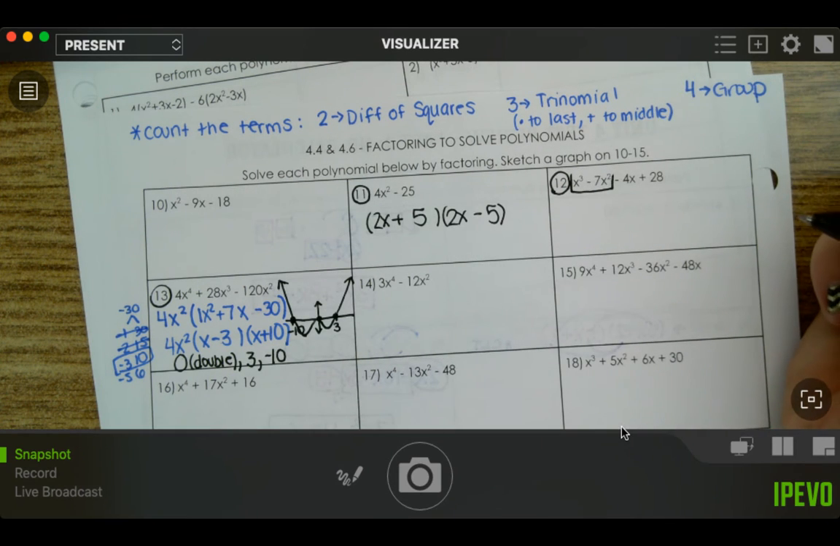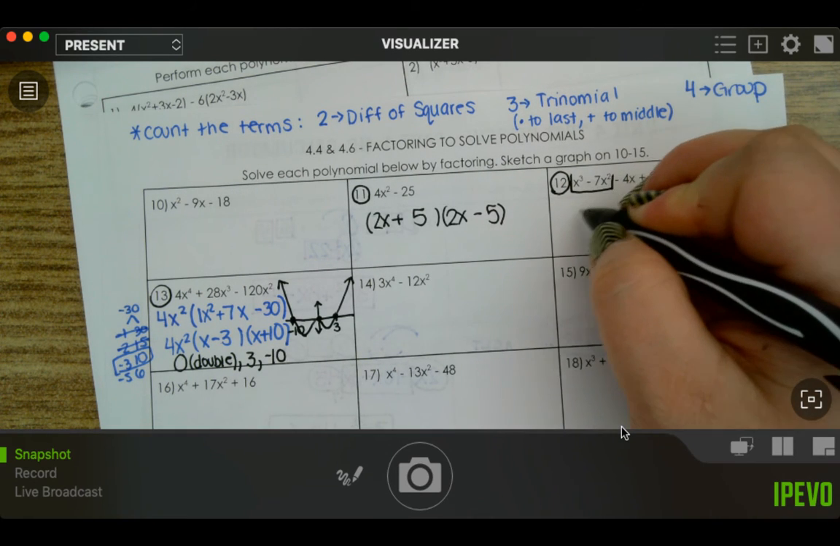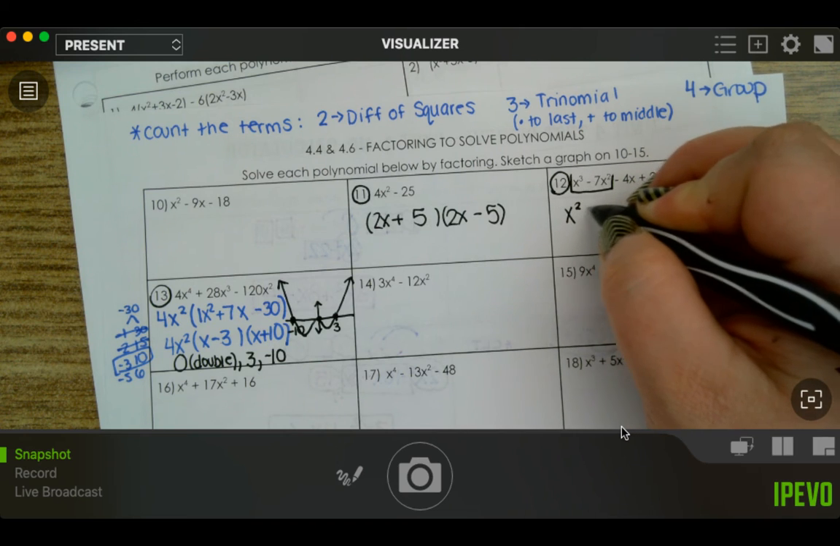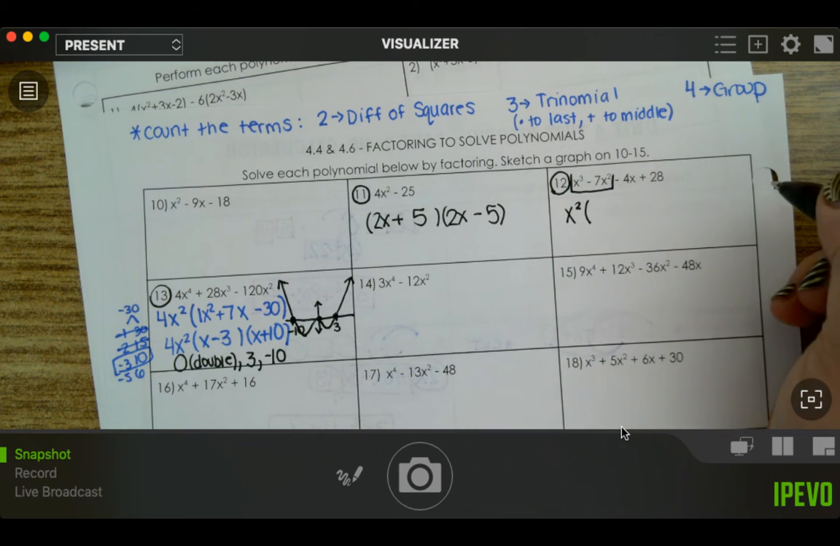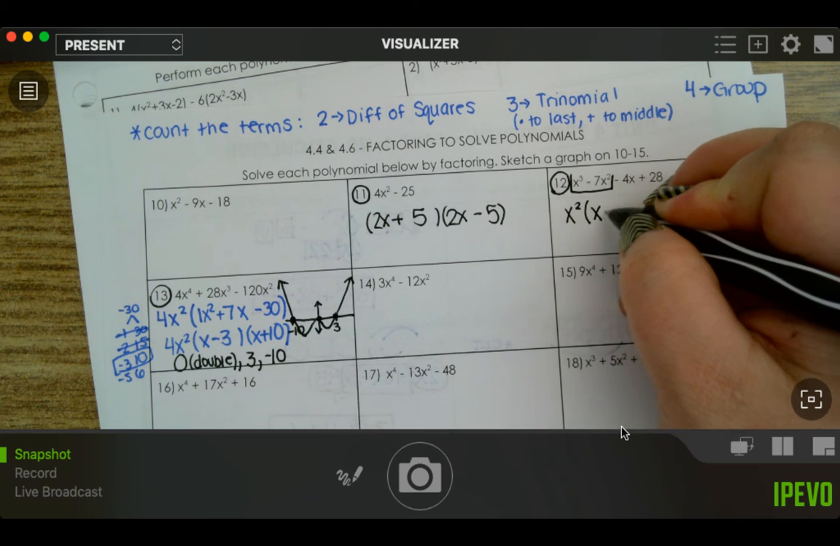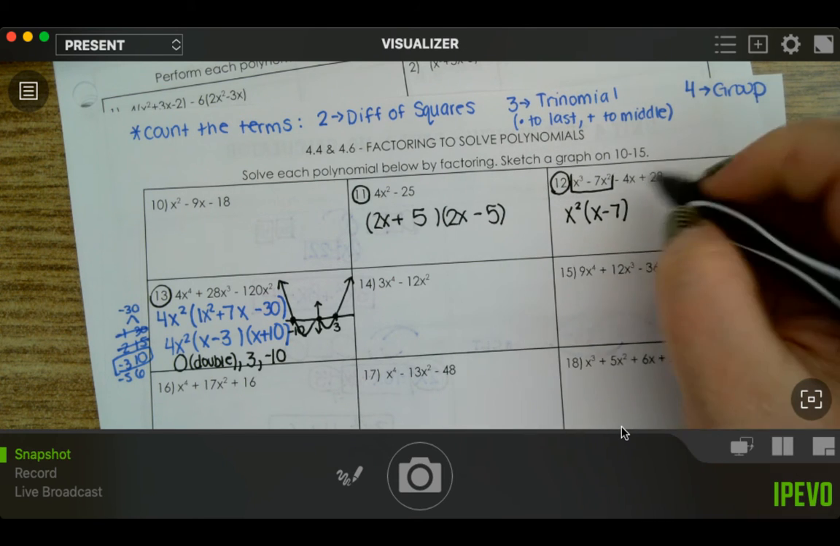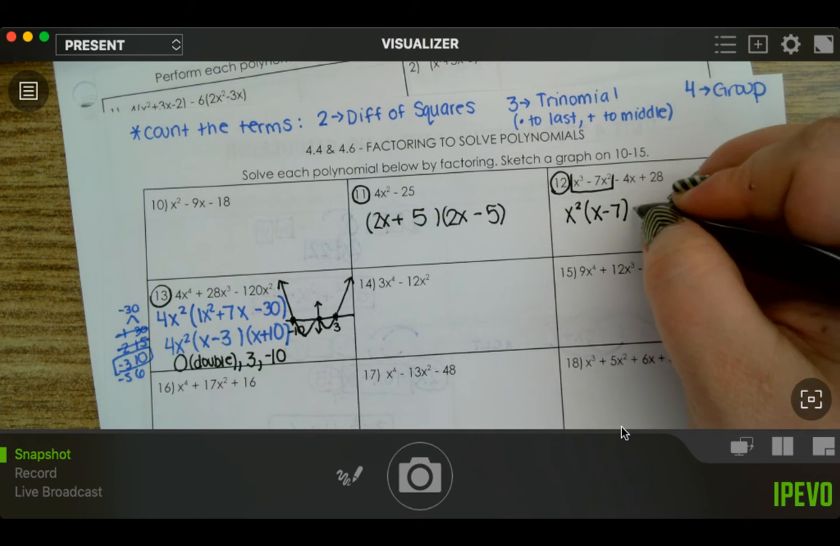So we've got those 2. I can divide both of those by x squared without making any fractions or decimals. And then that leaves me with x minus 7. And over here, I can divide these both by negative 4.